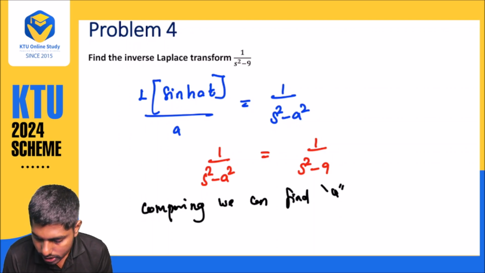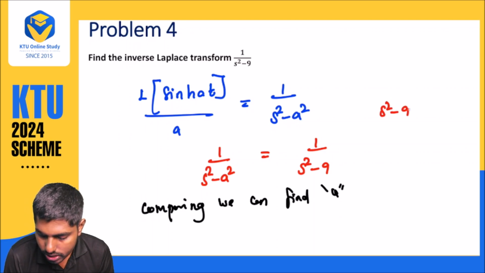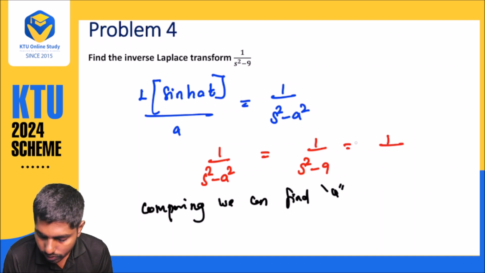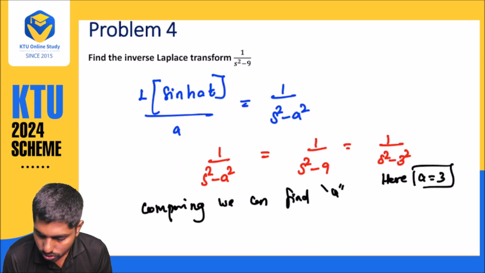So what is the thing? That is nothing but x square minus 9, which is nothing but 1 divided by x square minus 3 square. So here a is what? Here a is equal to 3.